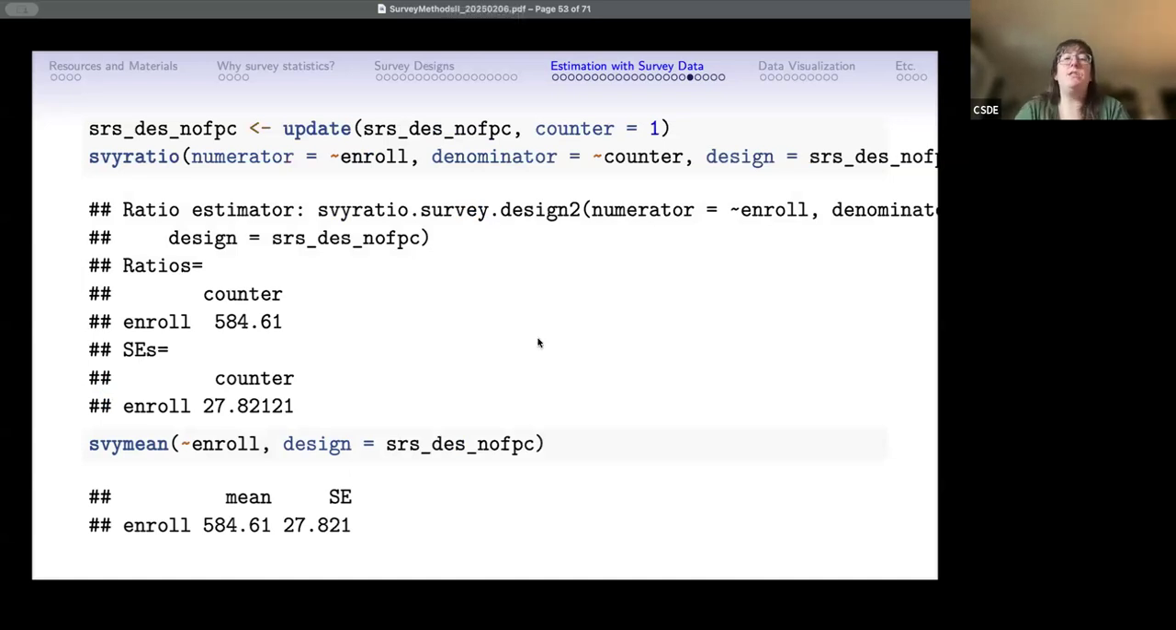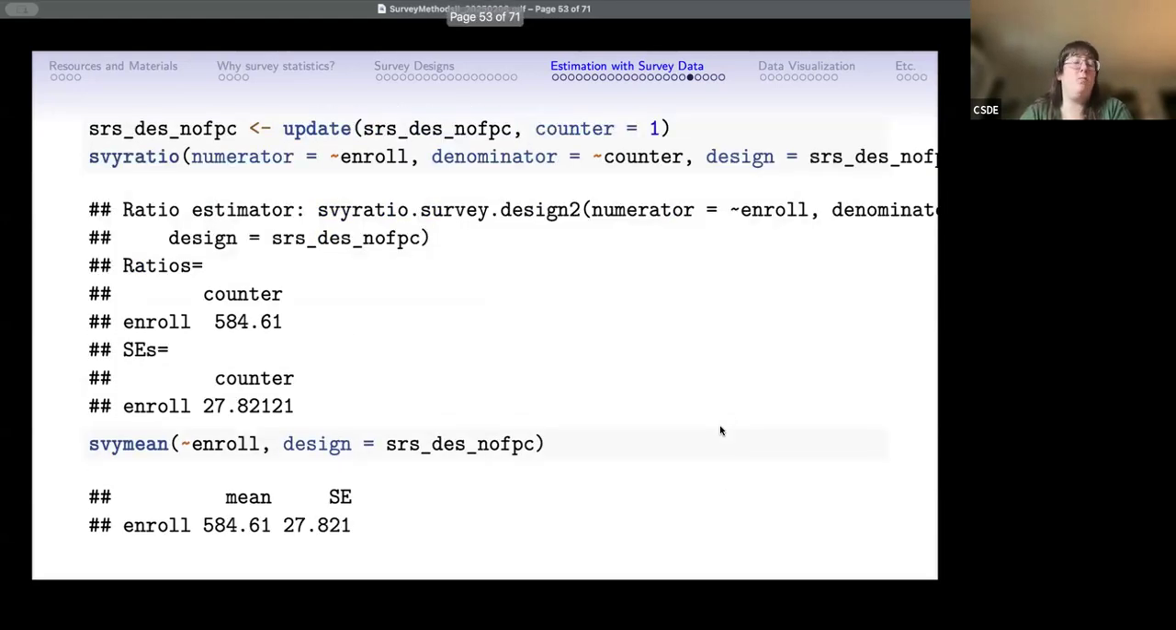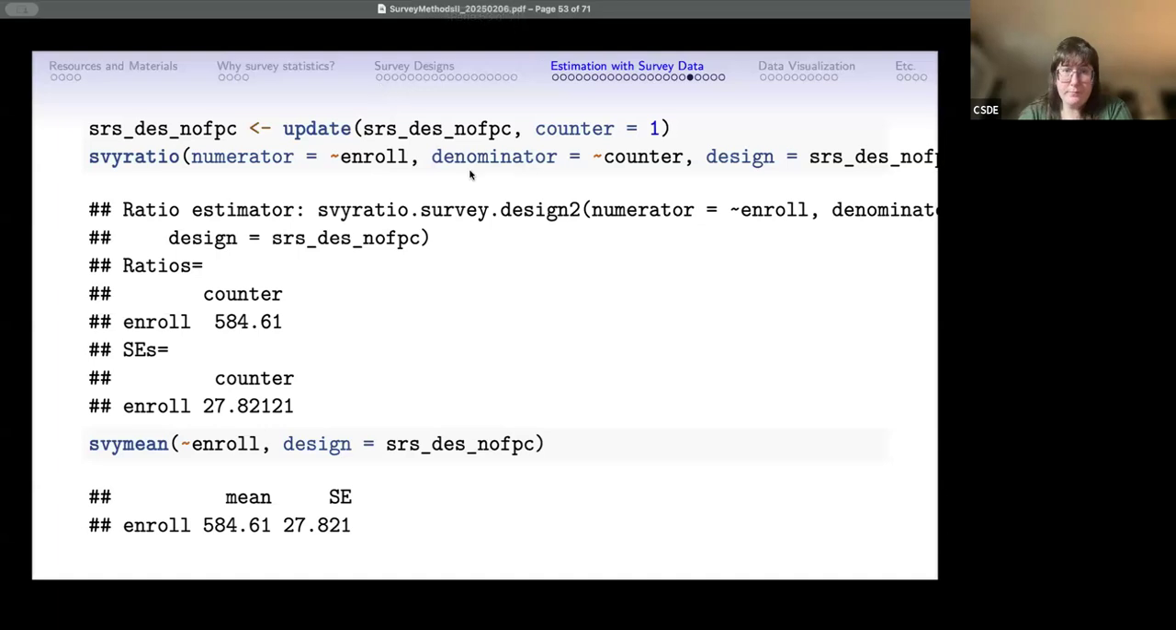Okay. The survey ratio, this is kind of stuck off. If we wanted to use the survey ratio function, which does ratio estimation of this general type, we can get the same results as what we did here, where because we simply did not pass a finite population correction in the survey design, the survey package knows, oh, we're going to need to estimate the denominator.